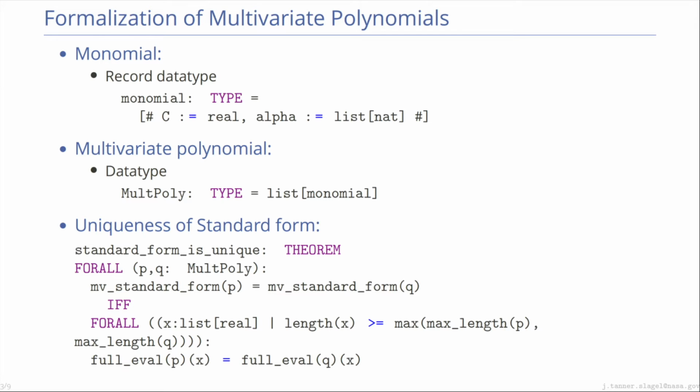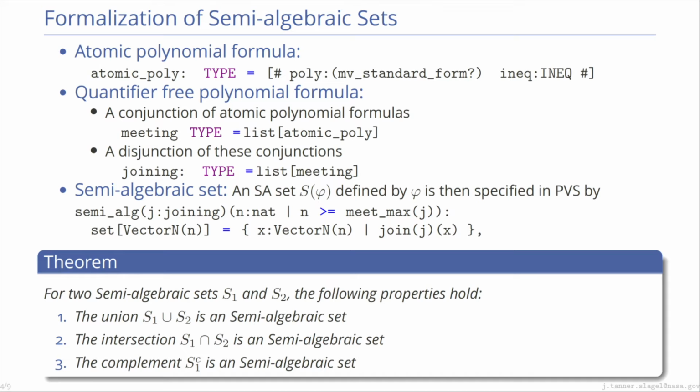So one big hurdle we had to deal with was developing something called standard form. You'll see an MV standard form here. And we had to show that the standard form of a multivariate polynomial was unique. And that's what this PVS theorem is showing right here. It's saying that if two polynomials have the same standard form, that means that they evaluate to the same value for every single choice of inputs.